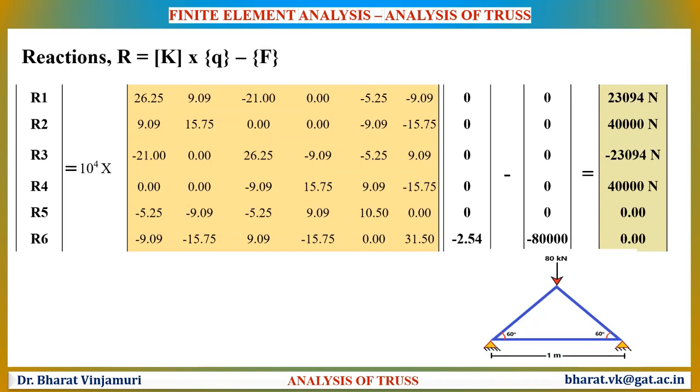The reactions can be determined by using the following equation: R is equal to KQ minus F. So, one should be very good with matrix multiplication so that you will be able to do this multiplication carefully and obtain the following values.